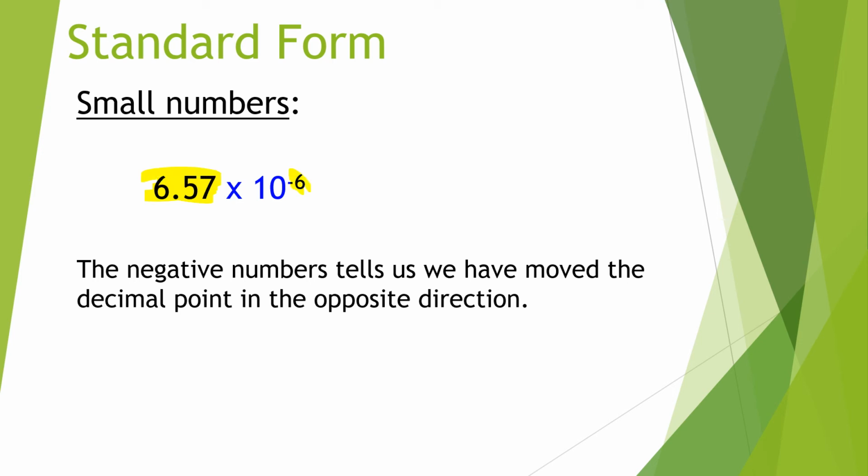The 6 is the number of times we had to move the decimal point. The negative bit tells us I've moved the decimal point the other way. We went from left to right this time rather than right to left. Or if it's easy for you to remember, if it's got a negative there, it's a small number. If it's a positive, it's a big number.